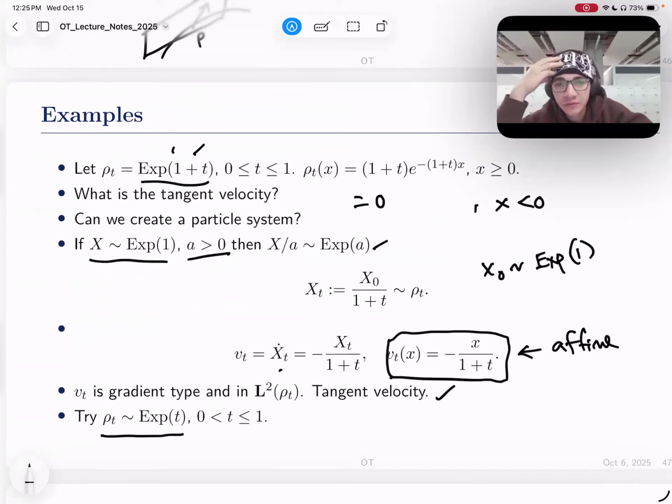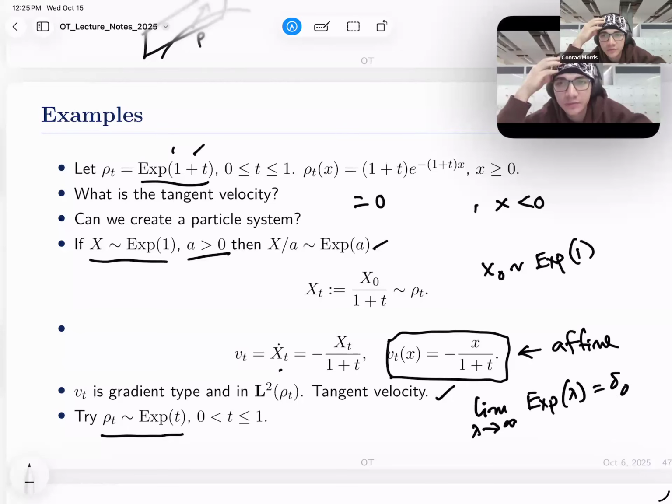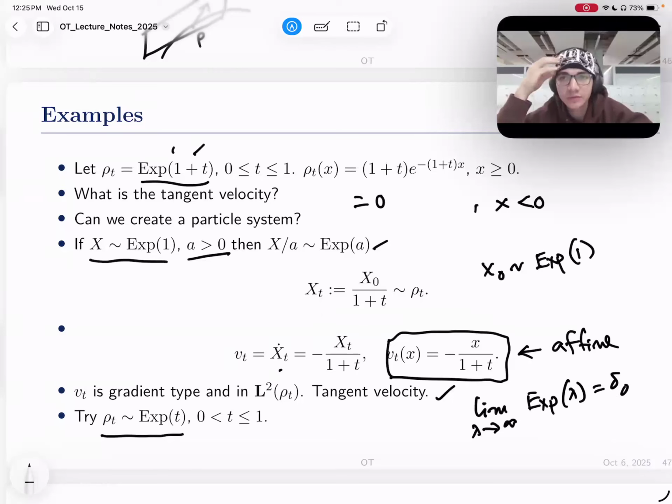Yes, because of continuity. All you are basically claiming is that the limit as lambda goes to infinity of the exponential of lambda is the Dirac mass at 0. But this is a statement about weak convergence. So all you have to check is whether it converges weakly, and whether the first two moments converge. And the answer would be yes. But this is not using the Wasserstein 2 metric. Continuity is a weaker property.